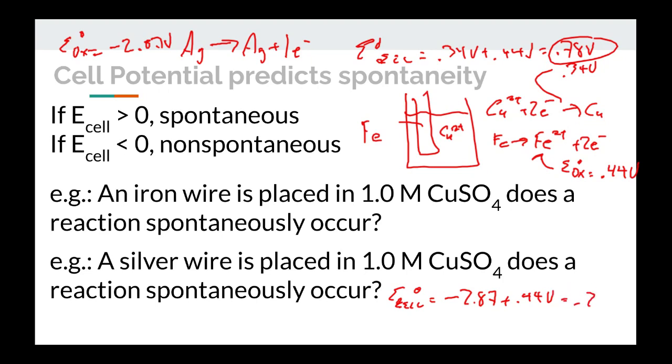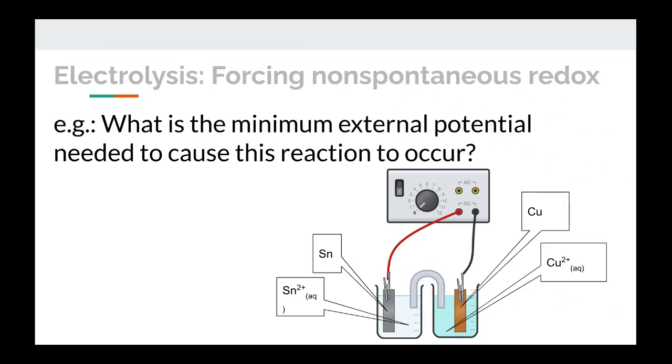And that comes out to a negative 2.53 volts. So this is not going to spontaneously occur. That silver wire is just going to sit in there and not oxidize, and the copper will not reduce. Now let's talk about something called electrolysis.